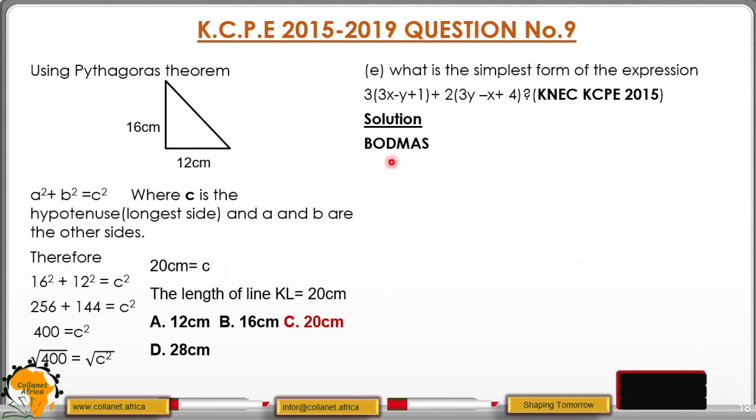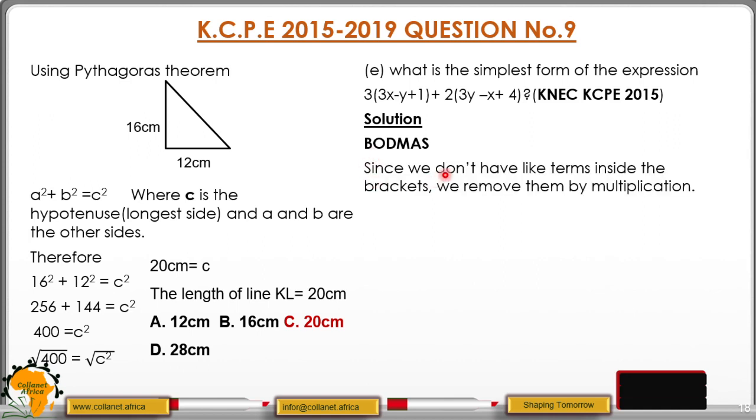So solution, BODMAS has to be applied. Since we don't have like terms inside the brackets, we remove them by multiplication. So we remove this bracket by multiplying. Like for example, we have the bracket here. So since we don't have like terms inside, we remove the bracket. So this will multiply by that, and again this will multiply by that. This one will multiply by that.